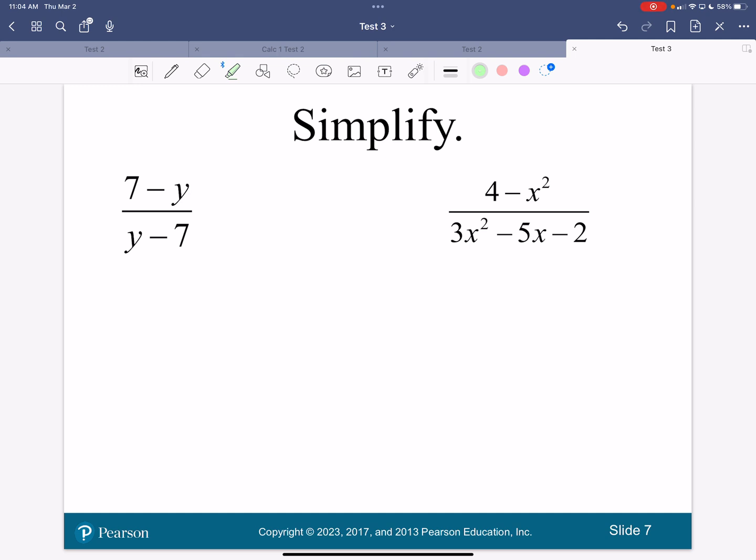So what we're going to do right here is I am going to factor out a negative 1 in the numerator. I'm going to leave my denominator alone, but I'm going to factor a negative 1 out of the numerator. Negative 1 times what's going to give me positive 7? Good, negative 7. Negative 1 times what is going to give me negative y? Good, positive y. Now, all I did here was I factored out a negative 1.